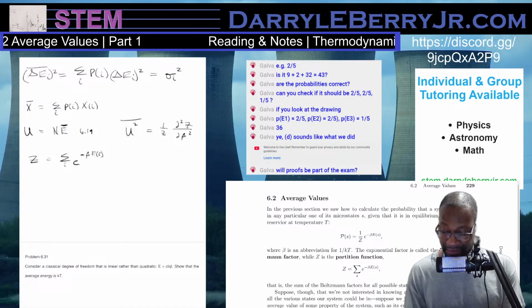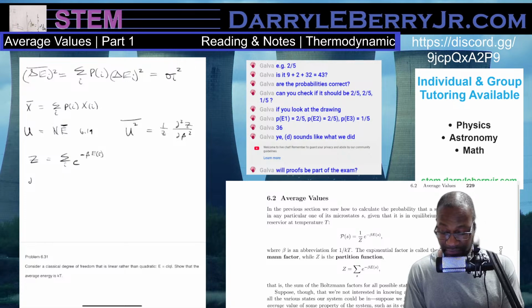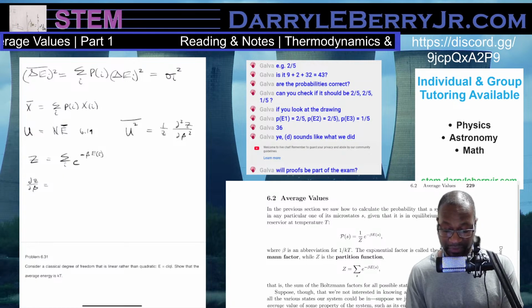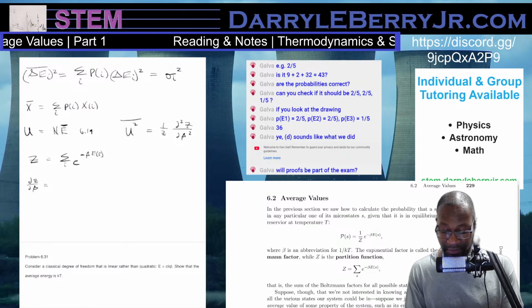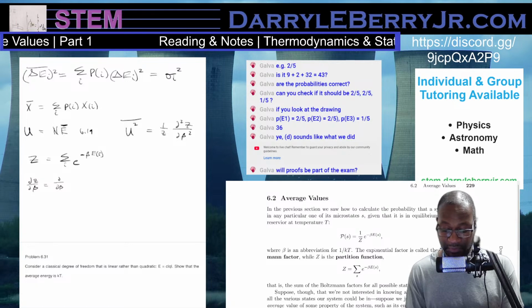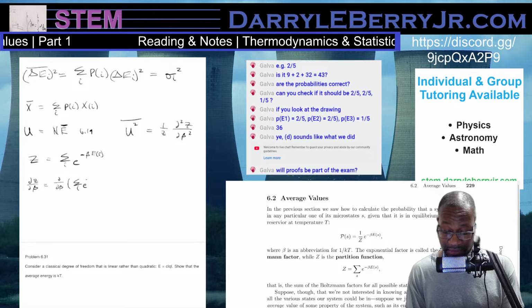So if I take the first derivative of Z, just working out the stuff that's apparent, if I take the partial derivative of Z with respect to B, there's going to be the partial with respect to B of the sum in this.